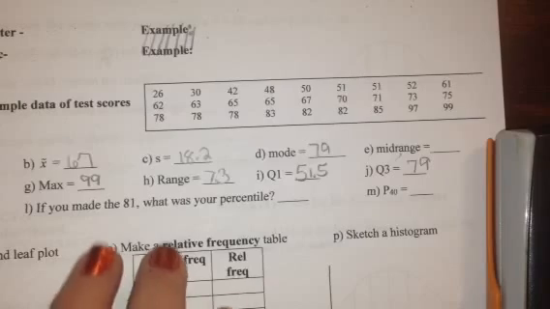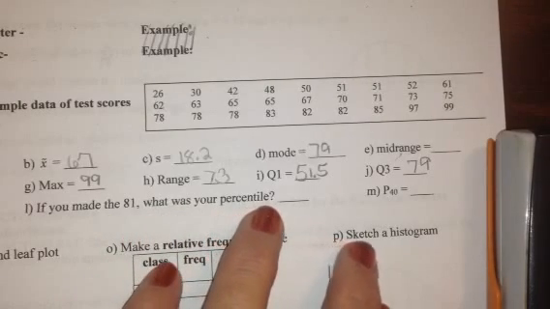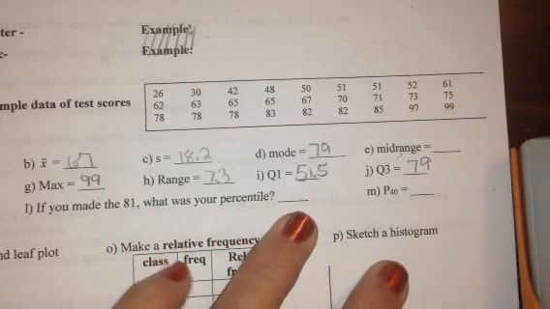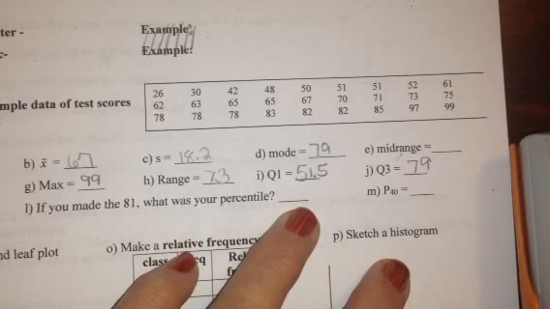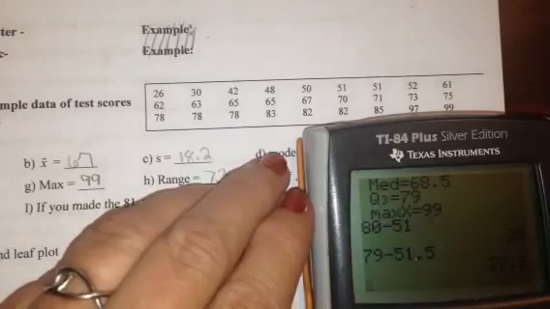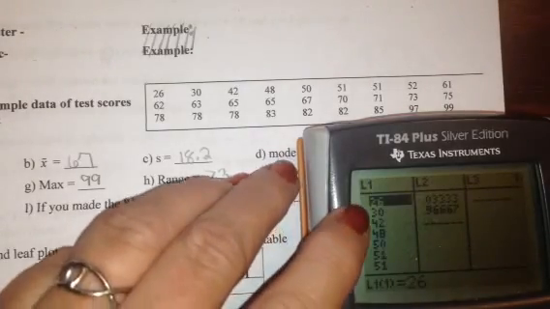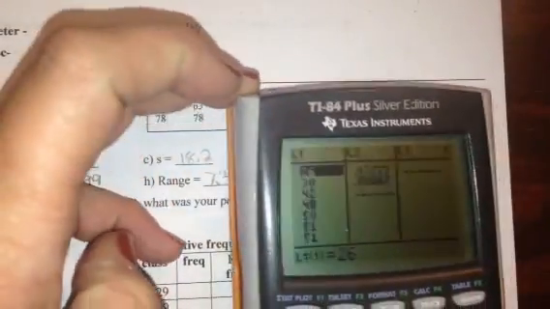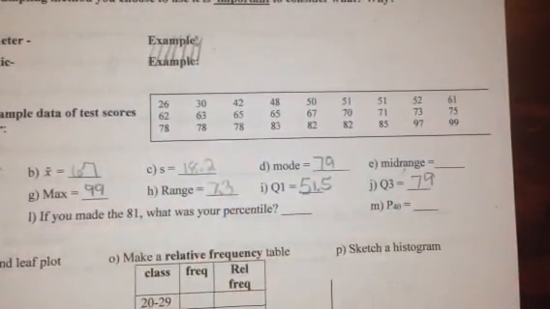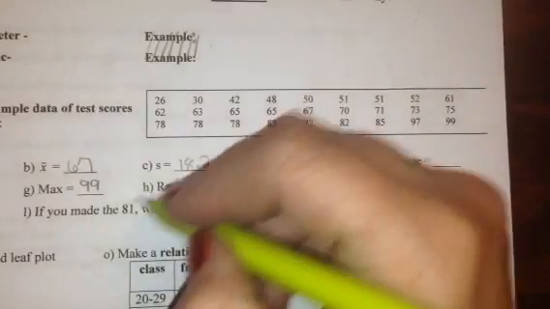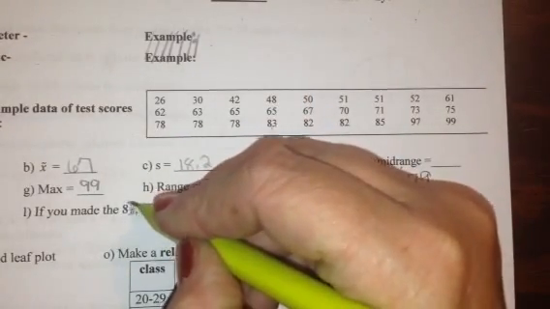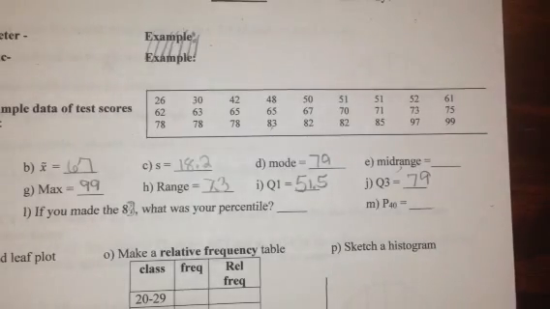So if you made an 81, what was your percentile? If we put the numbers in order, which I did in my calculator, you can do it by hand or by sorting in your calculator. An 81, we're going to have to change that to an 83, because we didn't make an 81.